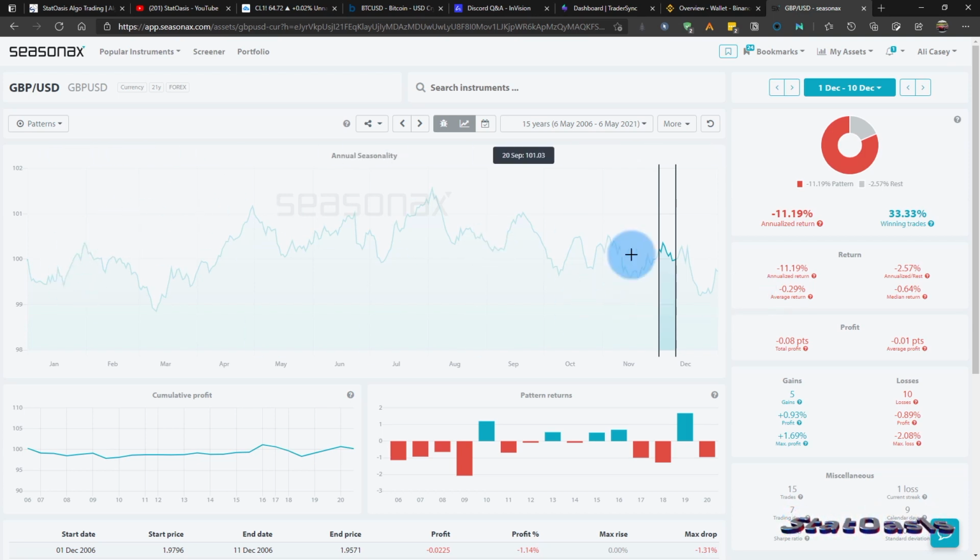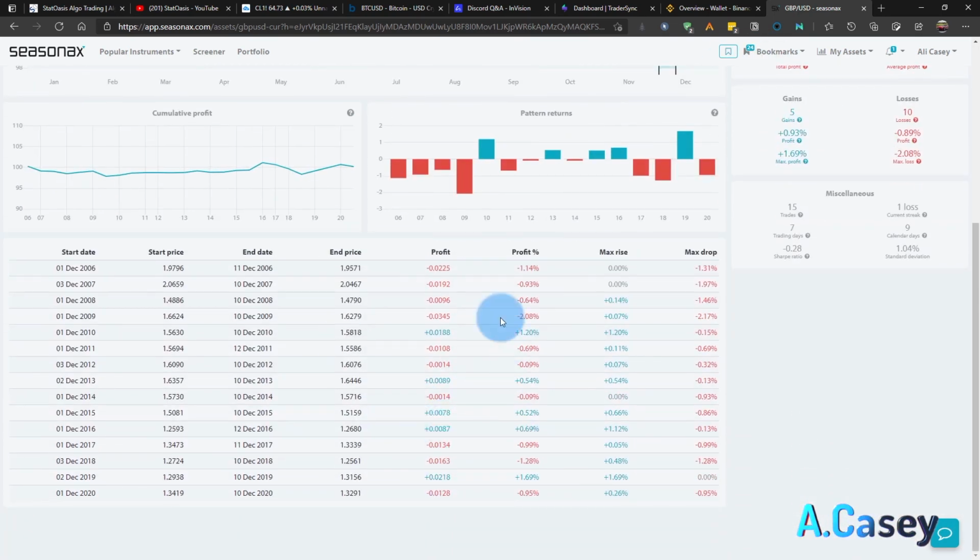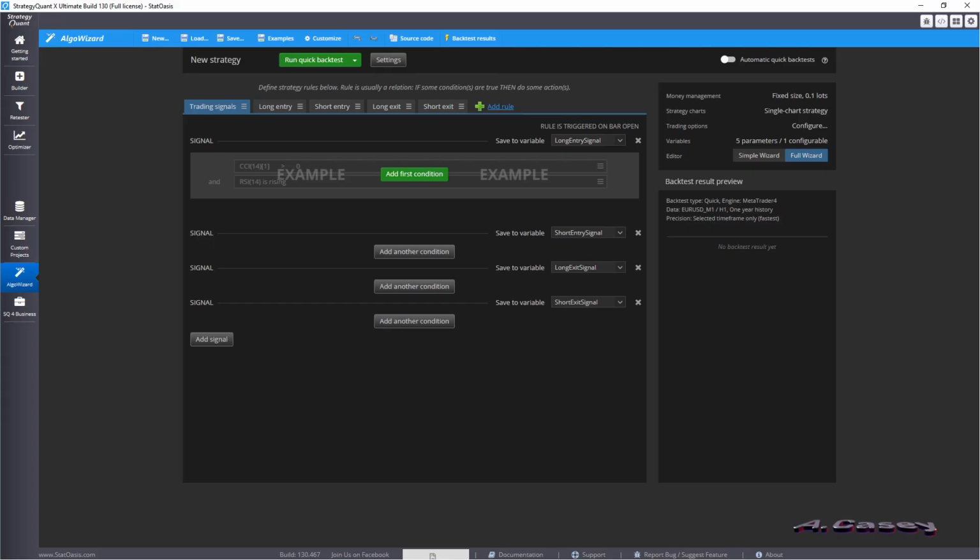So now that we have a visual representation, instead of building a portfolio in Seasonax, where you can see the results here, we have a better way to do it, which is to test it in SQX or any other platform you have. But since most of the viewers of the channel are StrategyQuant X users, let's do that.